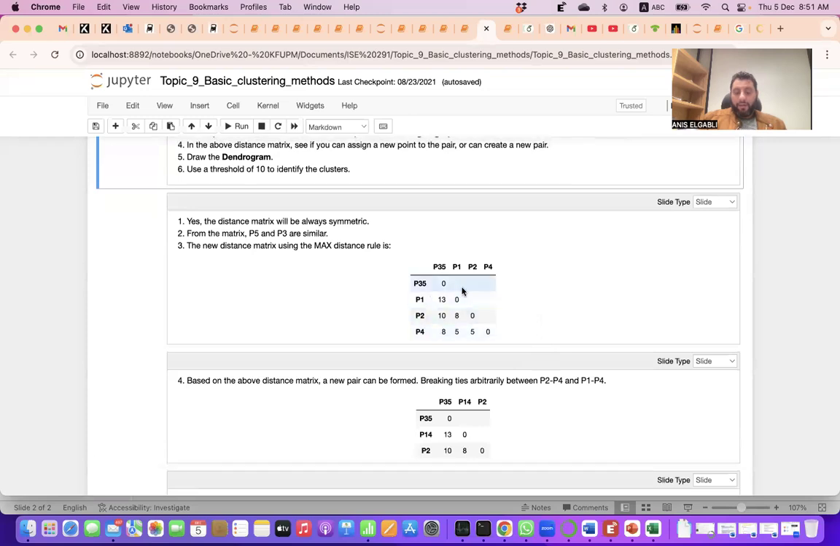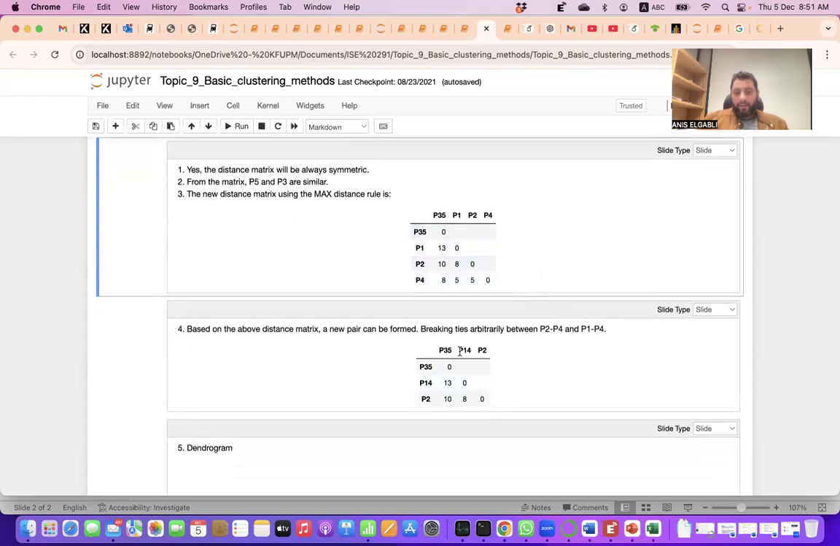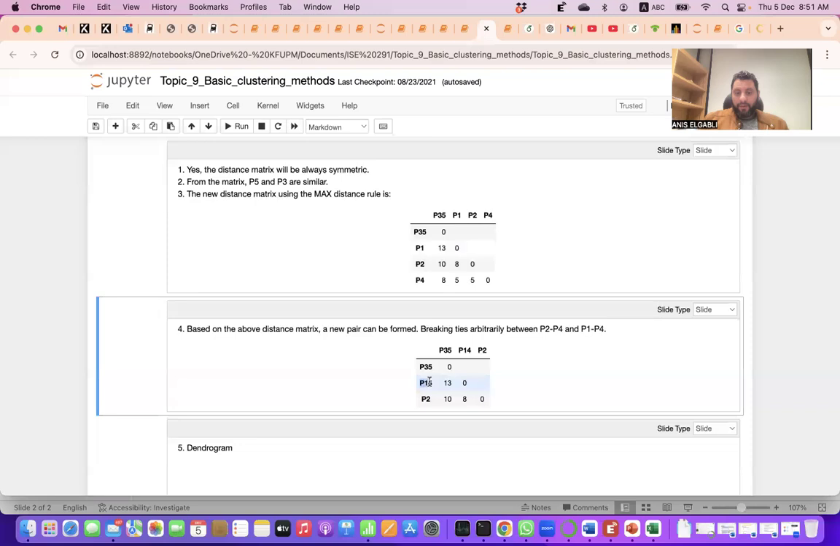So now, which points will we merge in a cluster? If you look at this here, there's a tie. There are two choices that achieve the minimum distance: point 4 with point 1 and point 4 with point 2. So we will break that tie and choose one of them. Here we have chosen to combine 1 and 4 in one cluster. So we'll have 1 and 4 here, and we have 3 and 5.